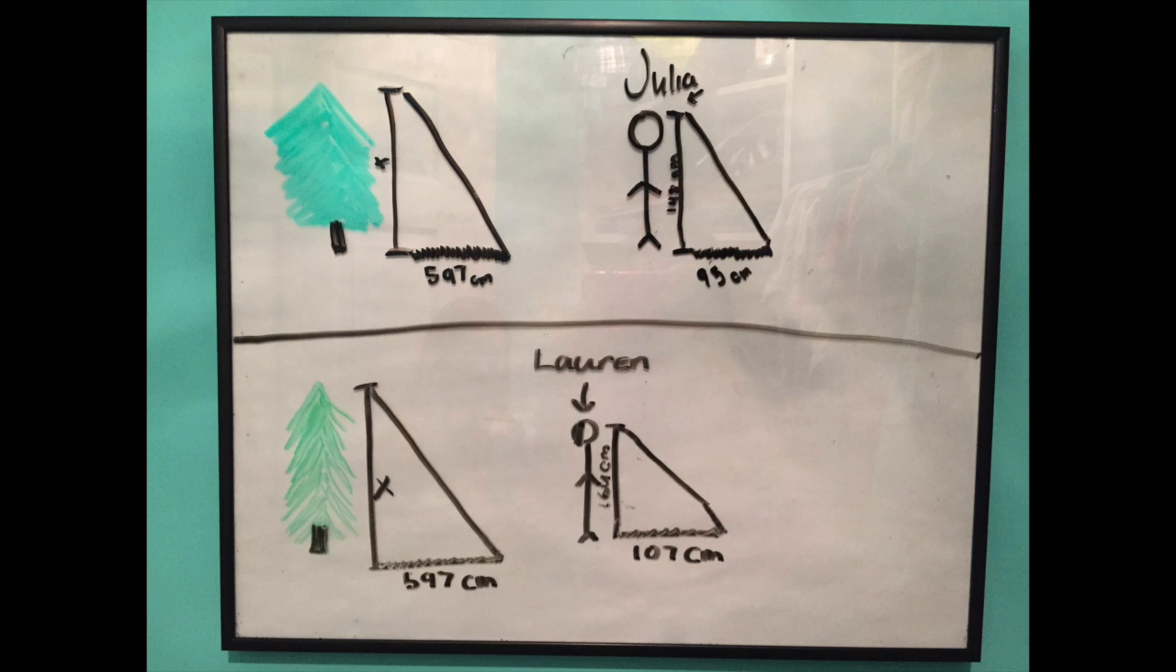Then, for the triangles of us, the height is our own heights from head to toe. The base is the length of our shadows that we measured. My height is 164 centimeters over my shadow length, which is 107 centimeters. My height is 148 centimeters, and my shadow length was 95 centimeters. With these measurements set up in diagrams, it creates triangles. Similar triangles, to be exact.